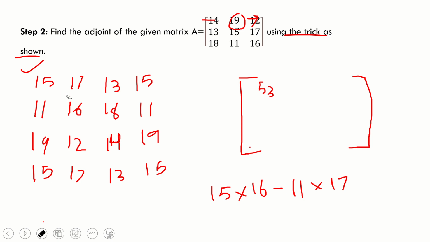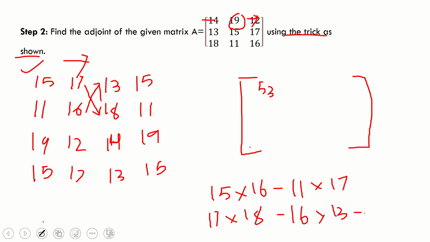Now I have to go successively. So 17 times 18 and 16 times 13. I have to go like this in this direction. So if you find 17 times 18 minus 16 times 13, okay, you will get minus 172. I guess minus 172. No, it is coming 98. Okay, it is coming 98.